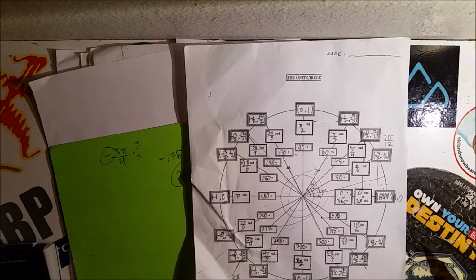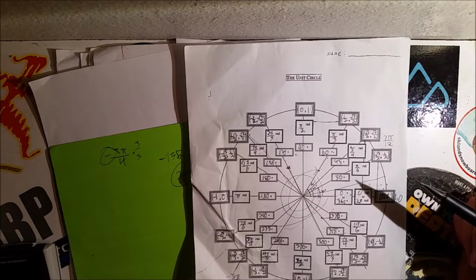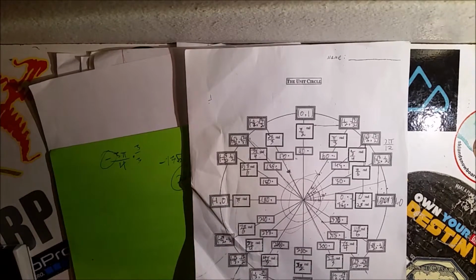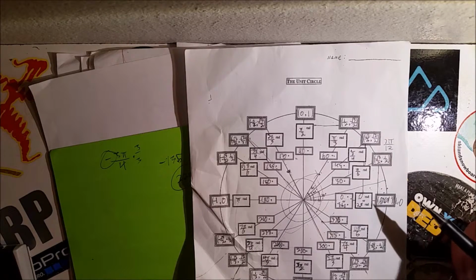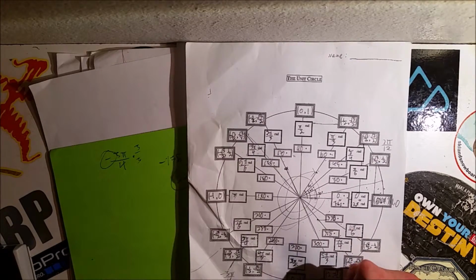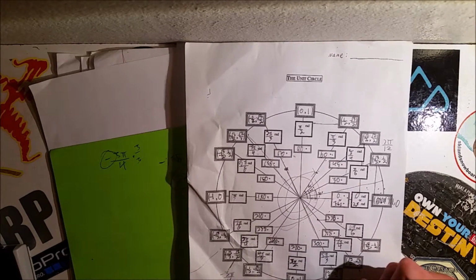When you need to find the coterminal angle, it's negative 135 degrees. It's negative, it needs to be positive. Negative 135 degrees plus 360 equals 225 degrees. So 225 degrees is our coterminal angle.